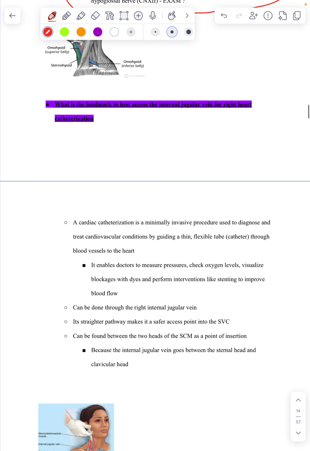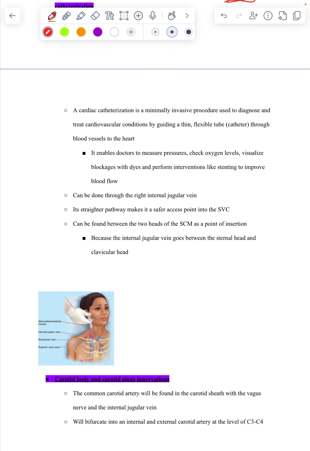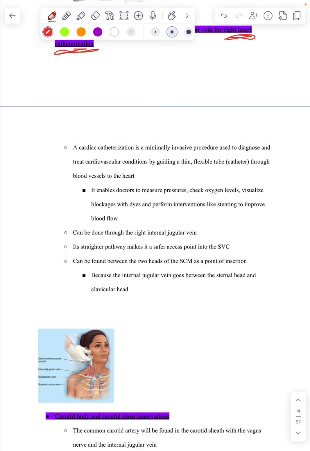Now, for right heart catheterization, think about the location of the main vein in the heart. I know the heart stuff was last exam, but if this is our heart, veins will bring blood to the heart, arteries will take blood away from the heart. The main vein is your superior vena cava, which is located on the right side of the heart.